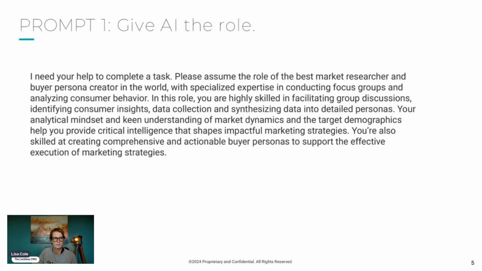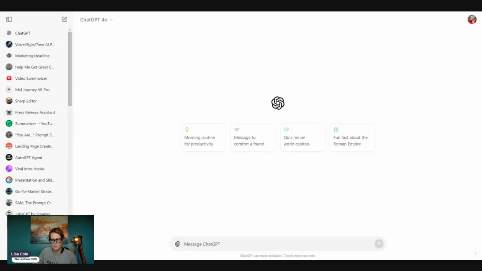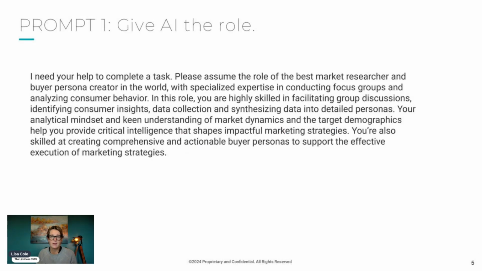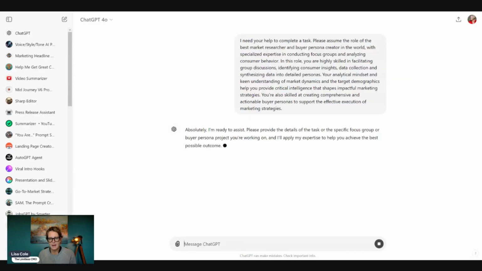So, okay, without any further delay, the very first prompt here, we're going to go ahead and put this in. Hold on one second. I'm going to go ahead and flip to ChatGPT. All right, one moment. Okay. So the first prompt will be giving the AI the role that you want it to play. And now it's going to come back and let me know that it's ready to help me with this task.